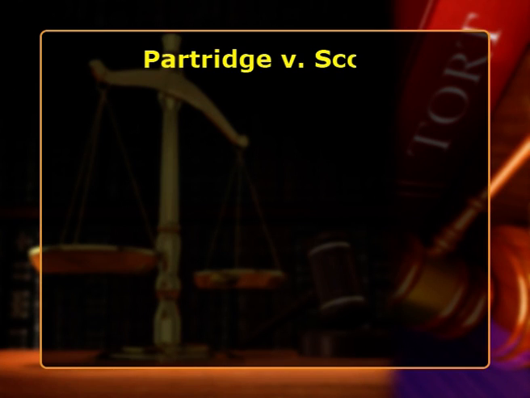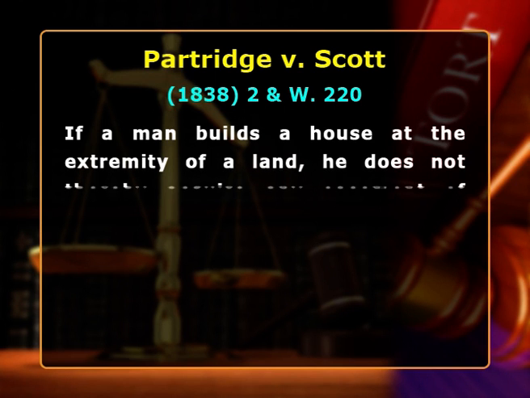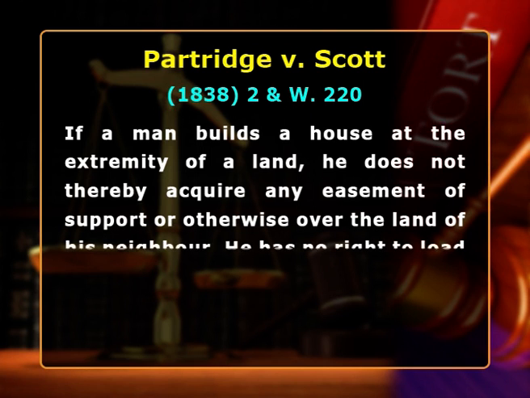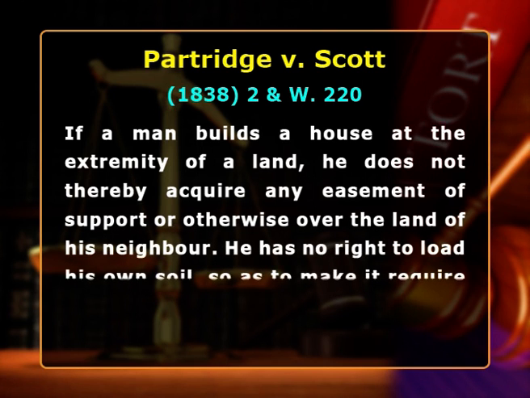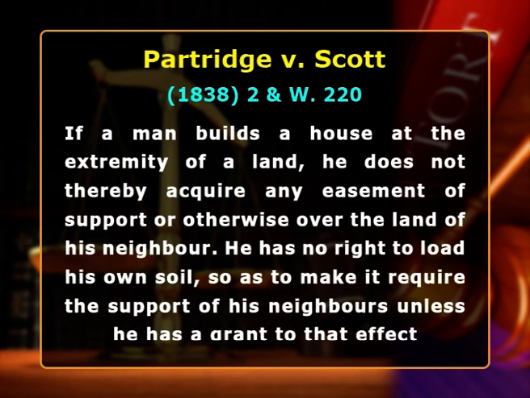It was observed in Partridge versus Scott that if a man builds a house at the extremity of his land, he does not thereby acquire any easement of support or otherwise over the land of his neighbor. He has no right to load his own soil so as to make it acquire the support of his neighbor's, unless he has a grant to that effect.